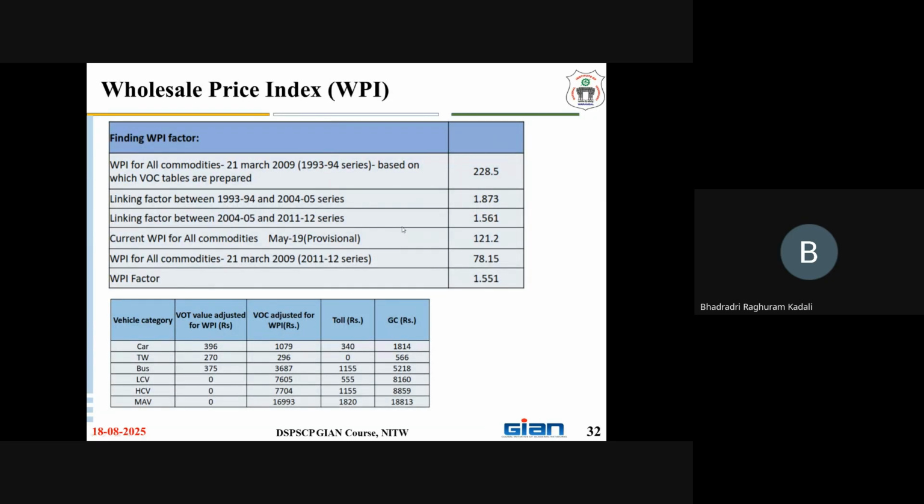Then there is the wholesale price index. Corresponding to that, we have the value of time estimated with the adjusted WPI factor, and the vehicle operating cost estimated with the WPI factor. Then, in the same way as we did earlier, the generalized cost is estimated for the different categories of vehicles.